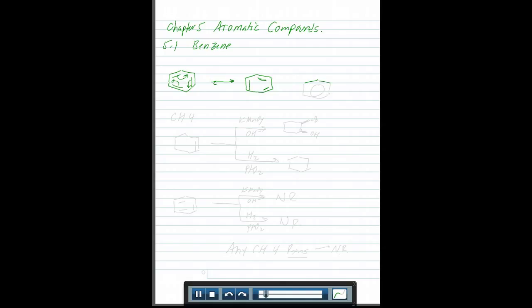So we've seen that a more common way of drawing this would be with a circle in the middle. I'm not going to draw it with the circle in the middle, but when you do see that, you'll know what that means. Now, last chapter, in chapter 4, we learned a lot about reactions with pi bonds.